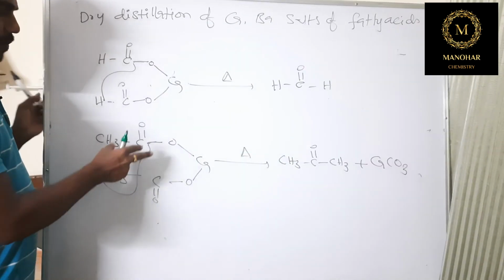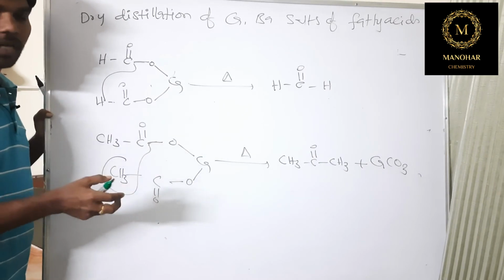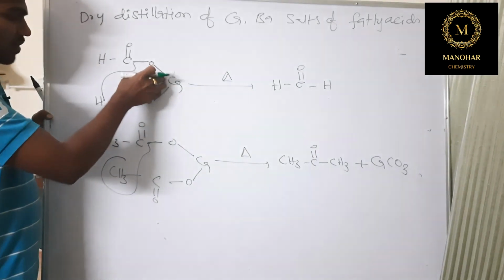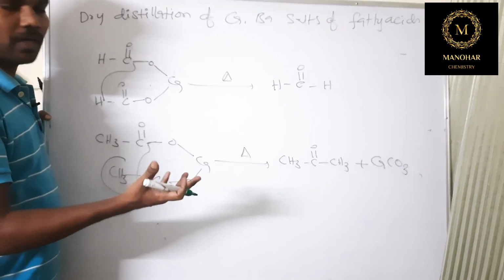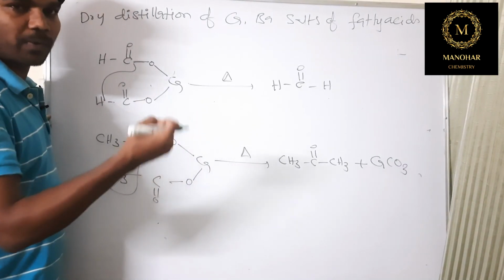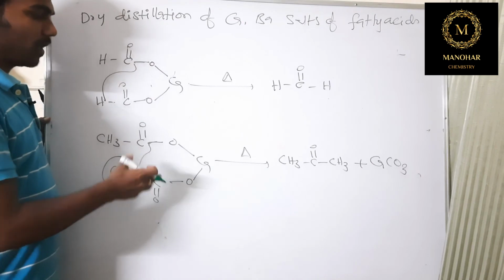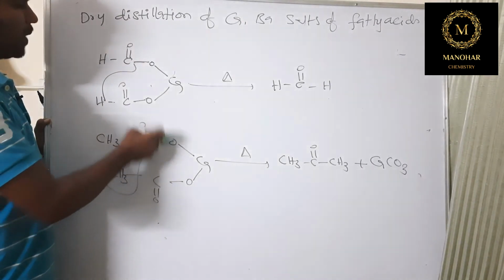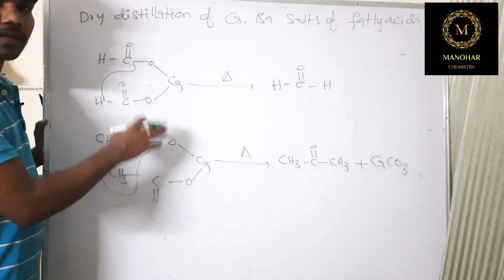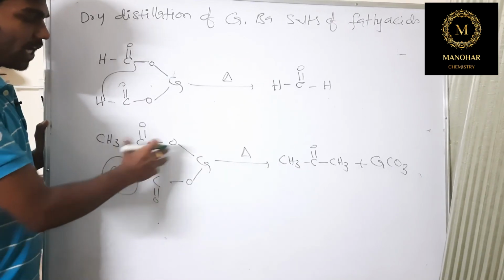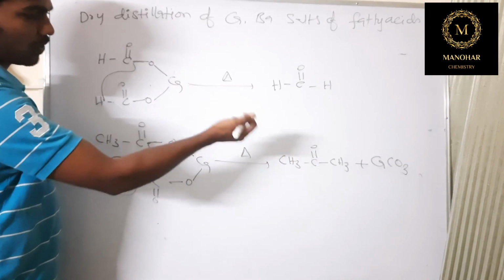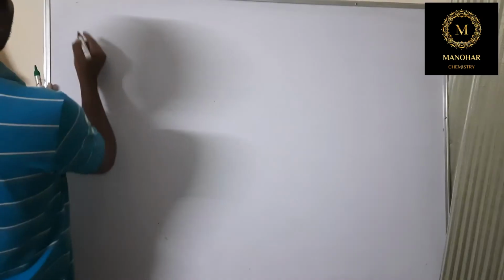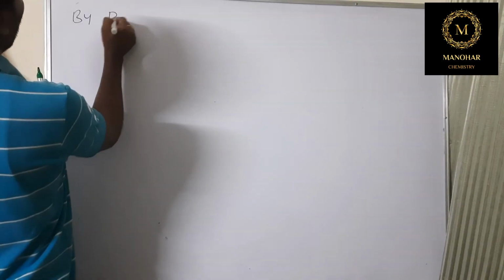Actually this is the best method for the preparation of ketone. If we use a combination of this one and this one, there is a chance of formation of aldehyde and ketone, and we cannot separate aldehydes and ketones that easily. That's why mixed salts are not going to give good results. Only individual salts we have to take, to produce individual ketones.